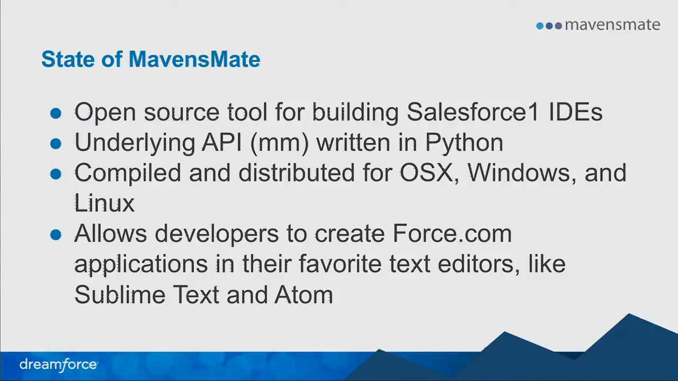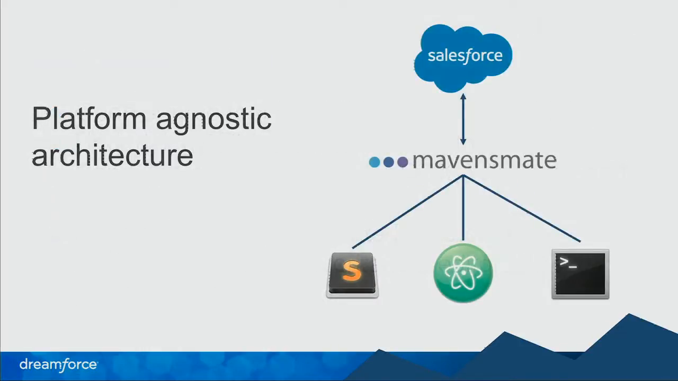And again, it allows developers to build these apps in their favorite text editors. So that platform agnostic architecture is really important to the development of Atom, because it really accelerated the development time. So we didn't have to rewrite all those integrations like I'd mentioned. We could focus on the UI and the UX for the developer when they're building applications inside these various text editors. So Sublime Text, Atom, and then even if you want to use it in the command line, which we're doing in certain areas at Mavens.